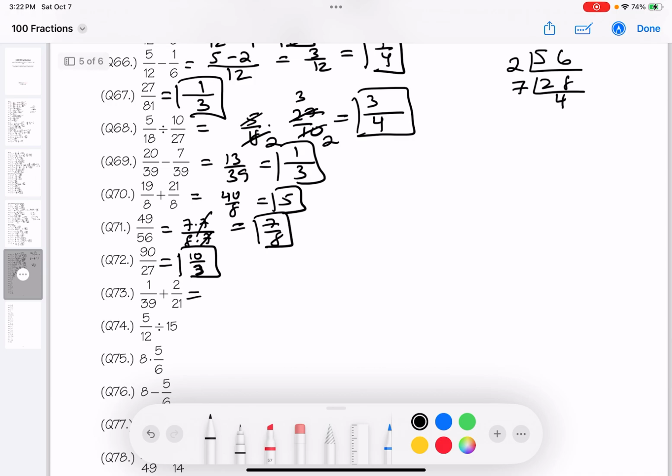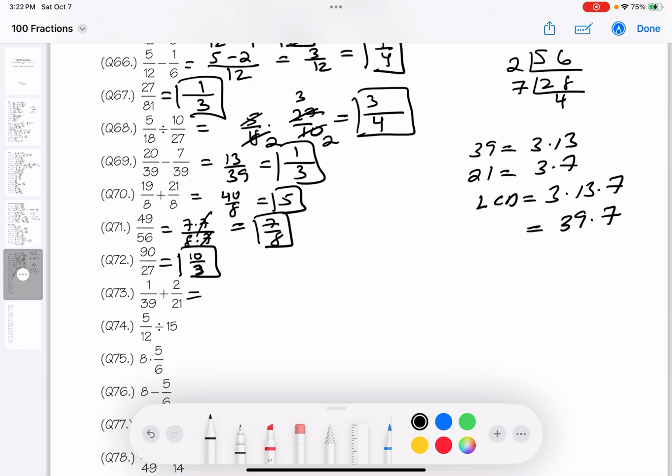All right, let's do this one over here. A little more complicated. Let's put the 39 down. And what's that going to be? 3 times 13. And the 21, I'm going to say it's 3 times 7. So what's the LCD in this particular problem? It's going to be 3 times 13 times 7. And yeah, it's problematic. So 3 times 13 is going to be 39 times 7. And 39 times 7, I'll write this down for you. 7 times 30 is 210, and 7 times 9 is 63. So the LCD here, it sounds outrageous, right, is 273.